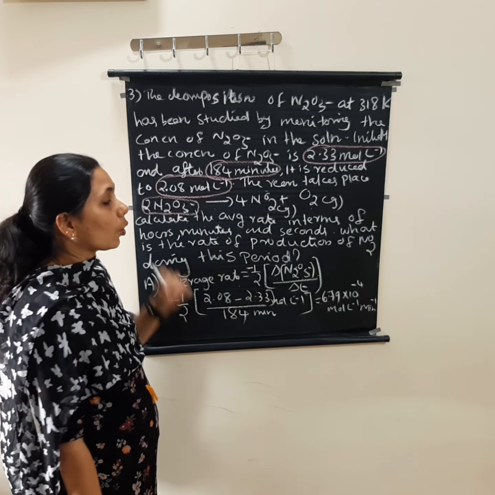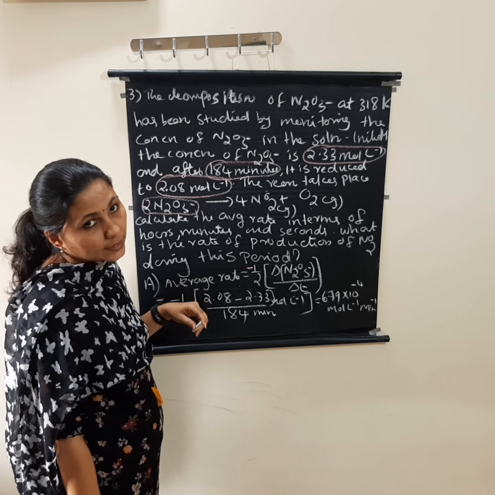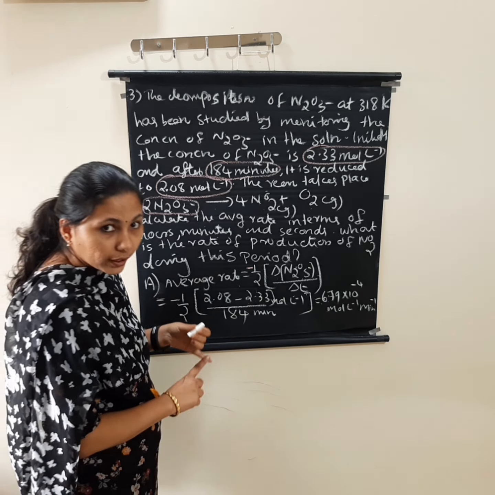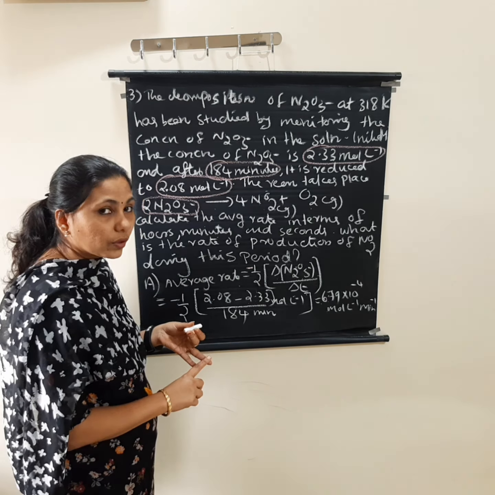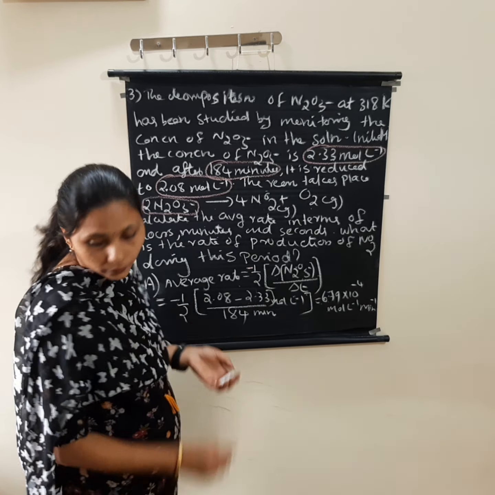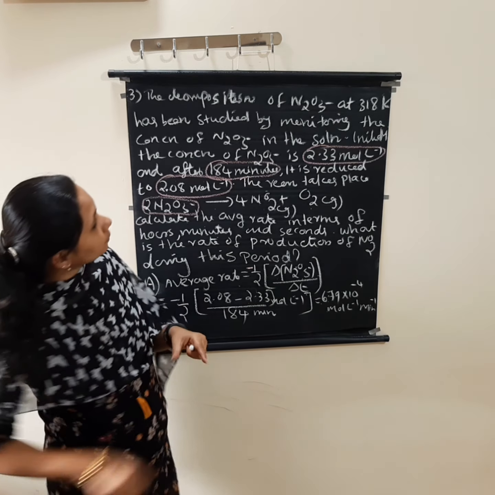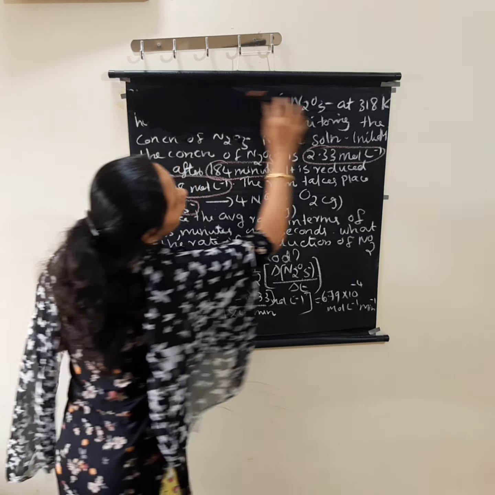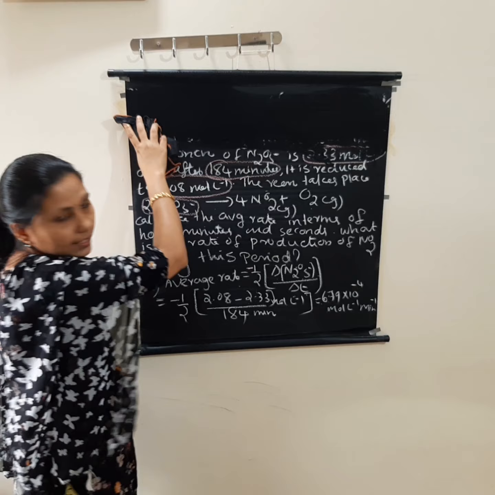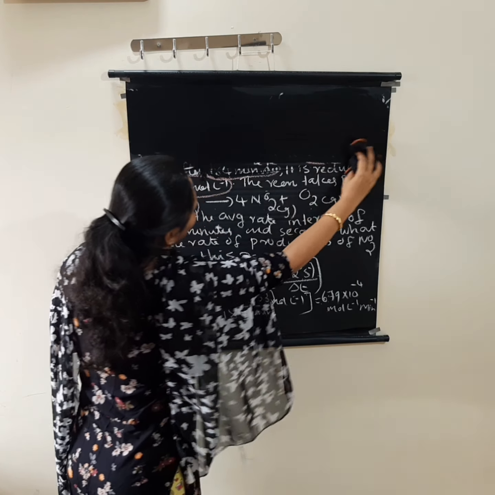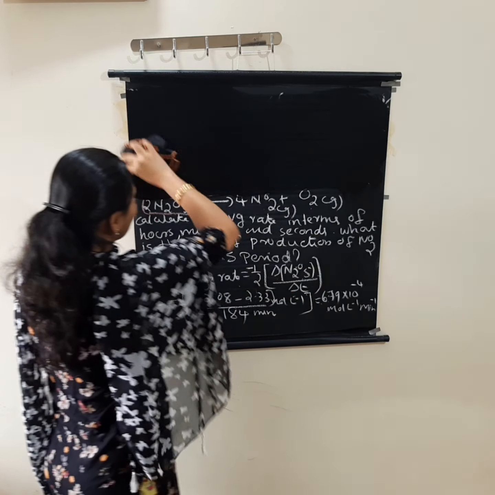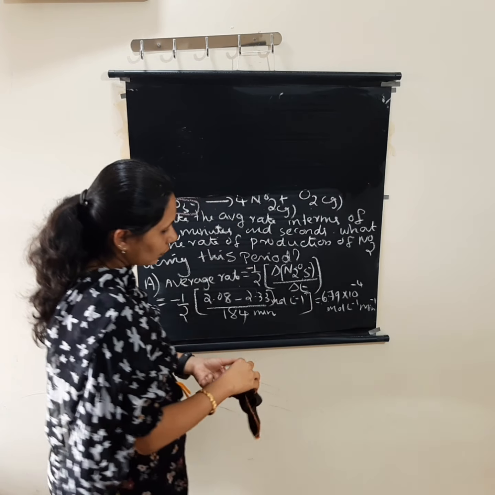But in the problem questions, they asked us to find out not only in minutes, we have to find it in hours and seconds. So how will we find it in hours? 1 hour means how many minutes are there? 60 minutes are there, right? So first we will find it in hours.